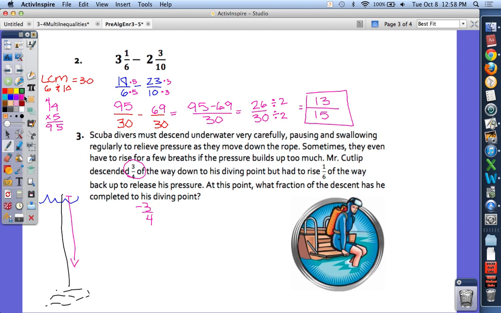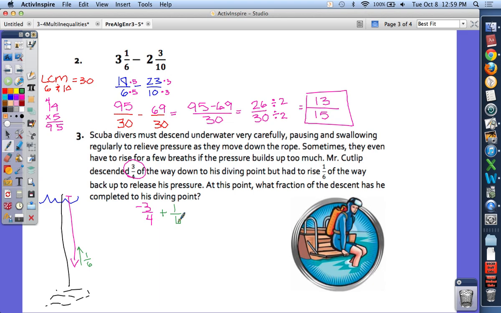But then from that point, he had to rise a little bit back up. He had to rise back up what fraction? 1/6 of the way back up. So that would be like a positive 1/6. We want to know what fraction of the way down he has done at this point.